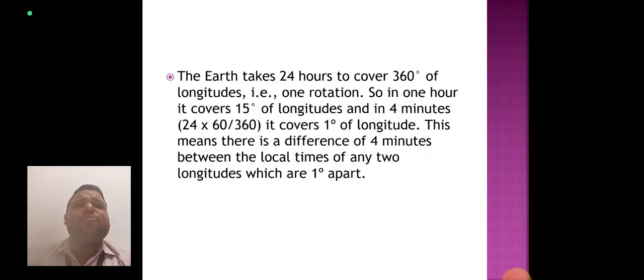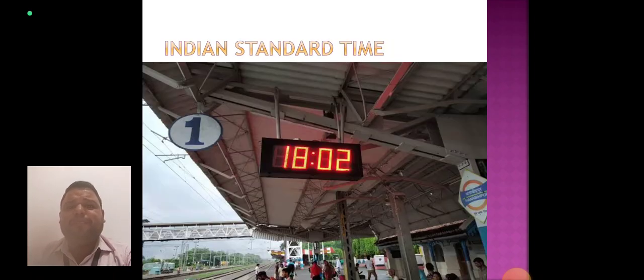Now, Earth takes 24 hours to cover 360 degrees of longitude, one rotation. So, in 1 hour, it covers 15 degrees of longitude, and in 4 minutes, it covers 1 degree of longitude. This means there is a difference of 4 minutes between the local times at any two points which are 1 degree apart.